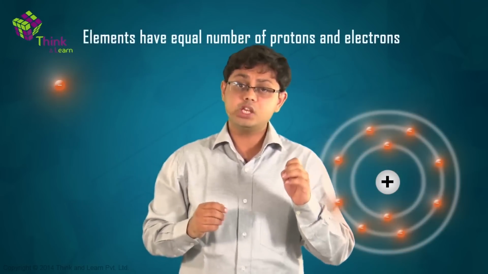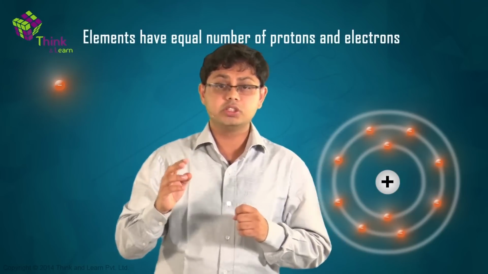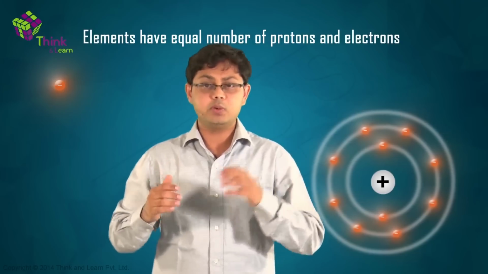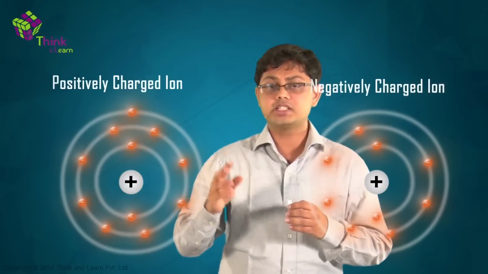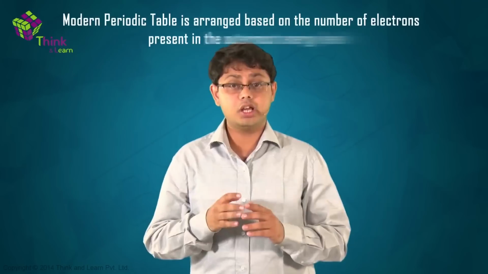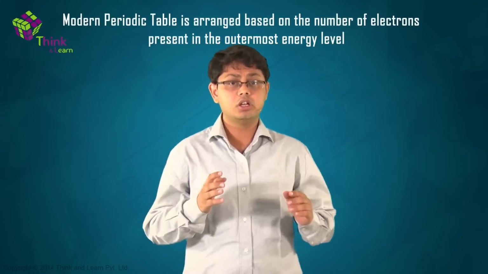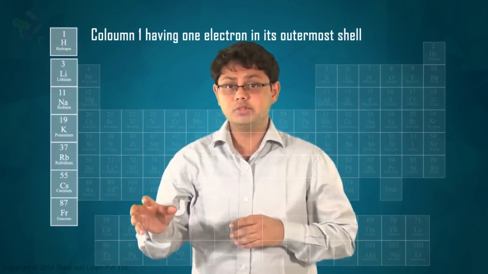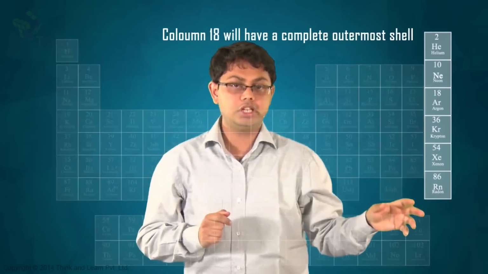Elements normally have an equal number of negative electrons and positive particles called protons, so they are electrically neutral. Electrons, however, can be freely traded between atoms, and when atoms gain or lose electrons, they form charged atoms called ions. And the modern periodic table is all arranged based on the number of electrons present in the outermost tier or energy level in the atom. Now you know the first column will have elements which have 1 electron in its outermost shell, and the last will have the shell complete.